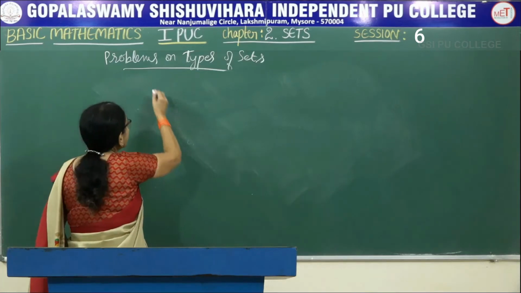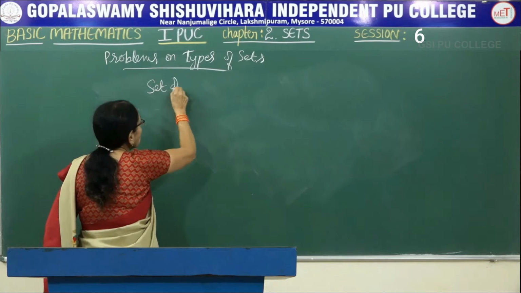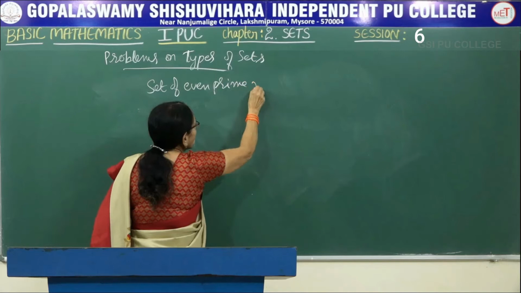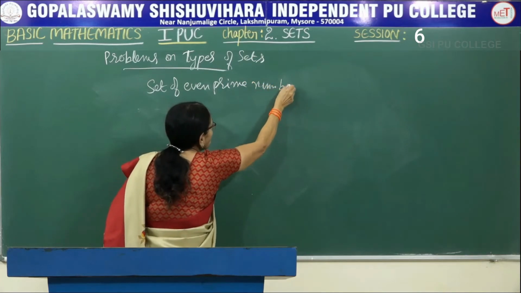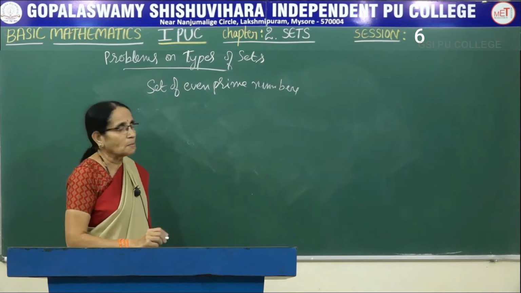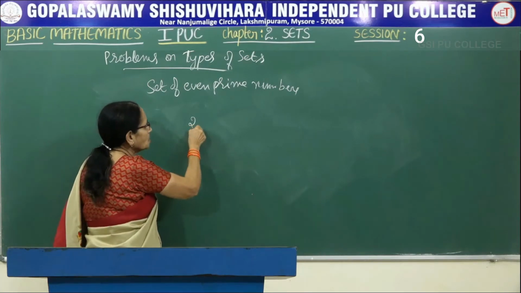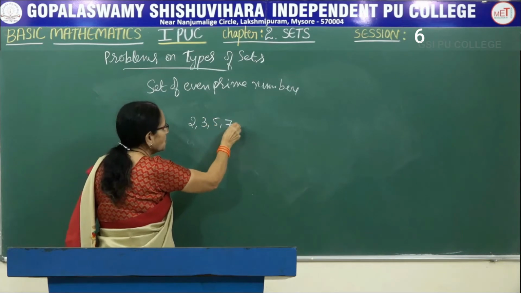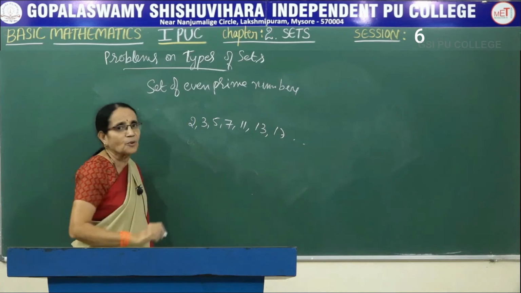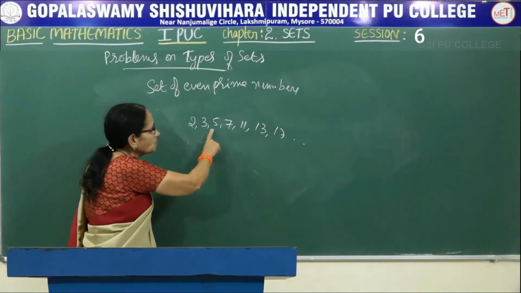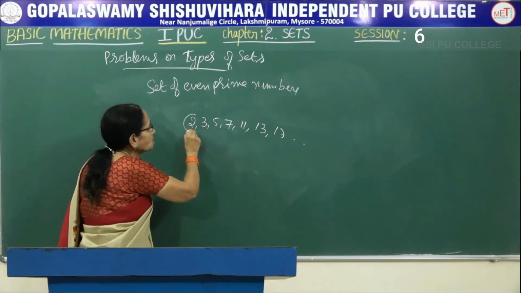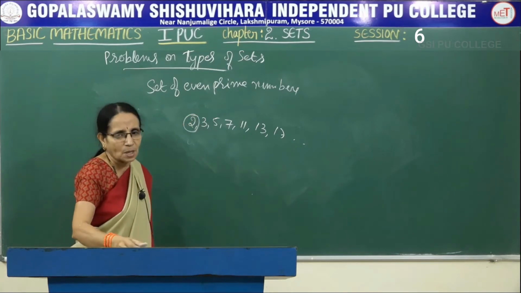Next is the set of even prime numbers. Now, just now I gave an example for a singleton. See, prime numbers, what are the prime numbers? 2, 3, 5, 7, 11, 13, 17, etc. It is an infinite set, as you know. You observe from 3 onwards, all the numbers are odd numbers. Only 2 is the only one even prime number.